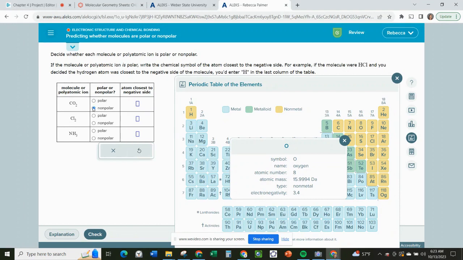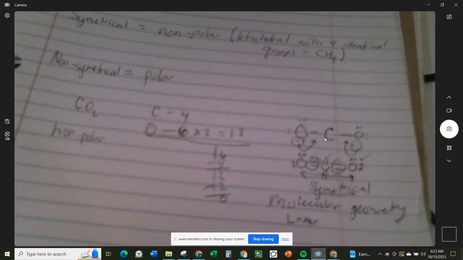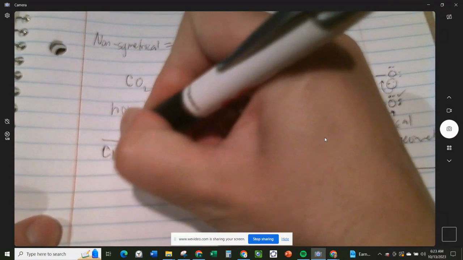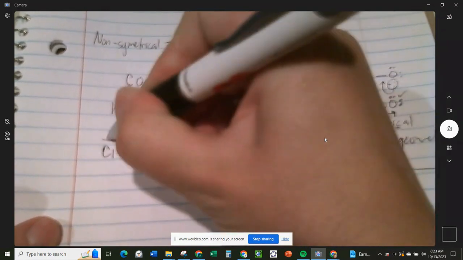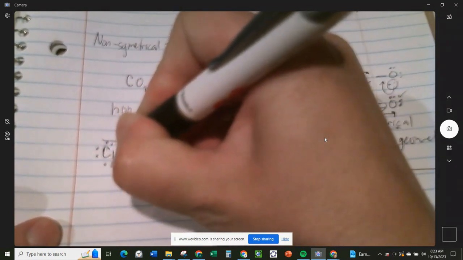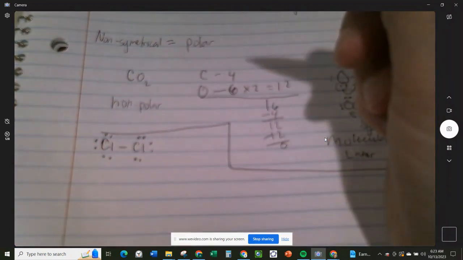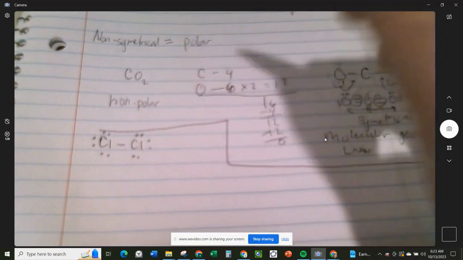So this one's nonpolar. Okay, the next one is Cl2. So Cl is over here. It has 7 valence electrons each. So I'm going to just quick draw this. This one, we need to draw the Lewis structure or have an idea of what it looks like, so that we can decide if it's symmetrical or not.